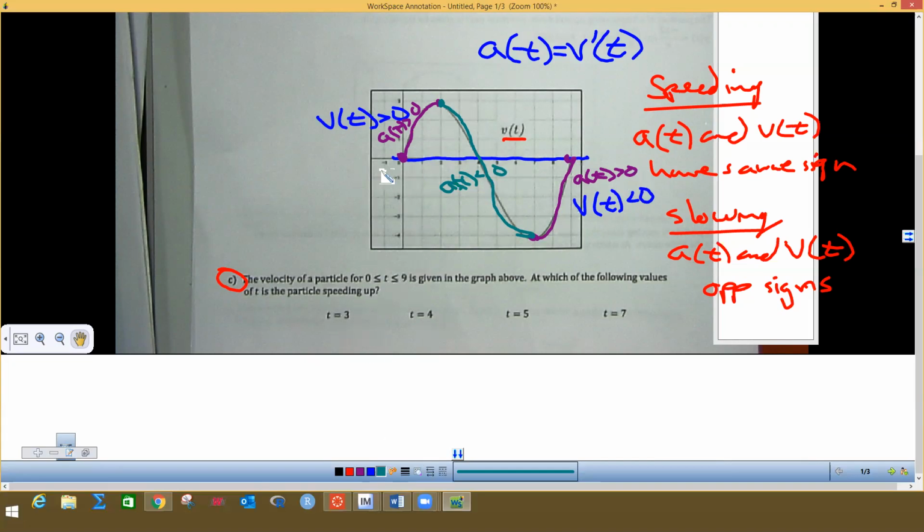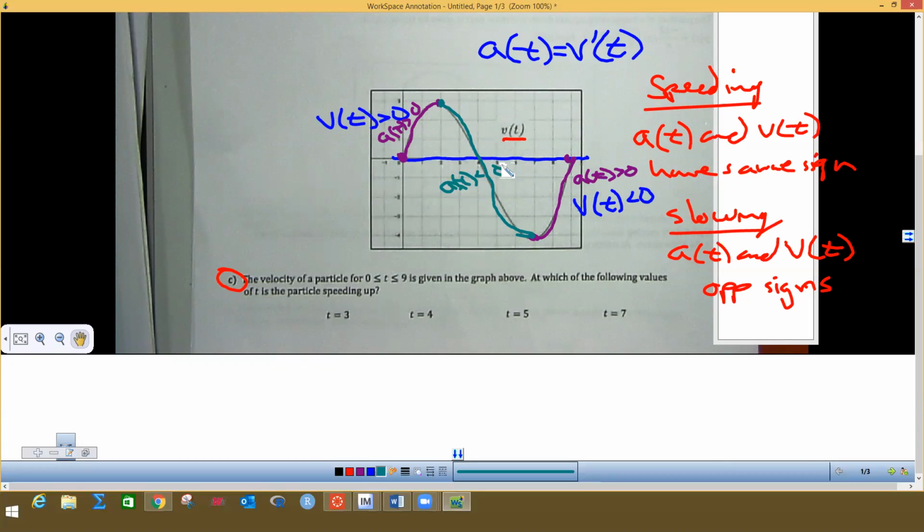So I want to look at t at 3. So at t = 3, v(t) is greater than 0 because it's above the x-axis, and the green is decreasing. a(t) is less than 0. So at 3, this object's slowing down. At t = 4, well, 4 says that velocity is 0. So since velocity is 0, that means the object stopped. So whenever velocity is 0, the object stopped.